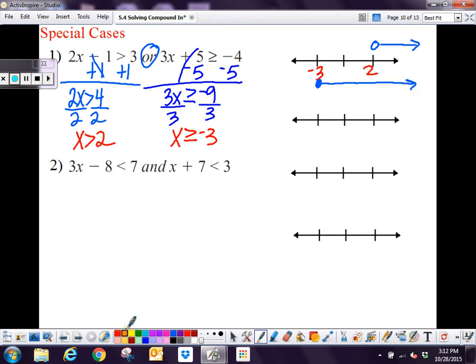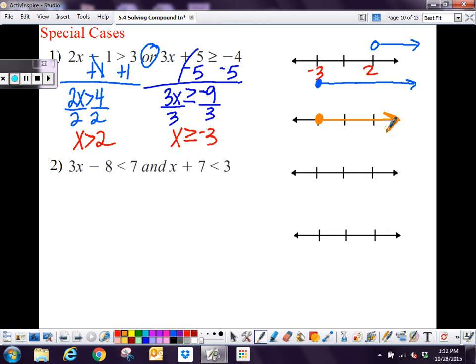Now, since we're talking about an or statement, this could be one or it could be the other. We're not looking for where they overlap. It could be either one. So our final answer is just going to be the long one, because it could be one or the other. So I don't need to graph both. I can just graph the long one. I know that's probably a little bit confusing, but hopefully it'll start to make sense.